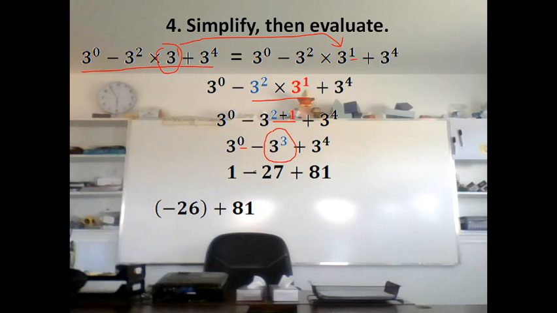We have 1 take away 27 would give us negative 26 plus 81. So negative 26 plus 81 is going to equal 55. And 55 is what this expression is evaluated down into standard form.